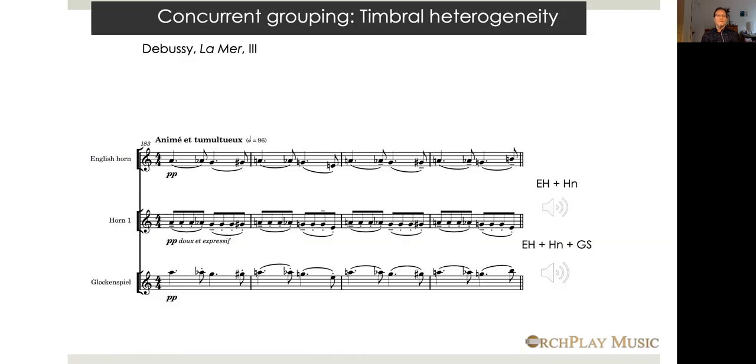In this example, from Debussy La Mer again, the horn timbre is enriched by English horn with a bit of texture added by the detached repeated notes in the horn. However, the Glockenspiel, which sounds two octaves higher than written and thus three octaves above the other instruments, does not blend with them, even though synchronous, harmonic, and moving in parallel. So this is an example of timbral heterogeneity.